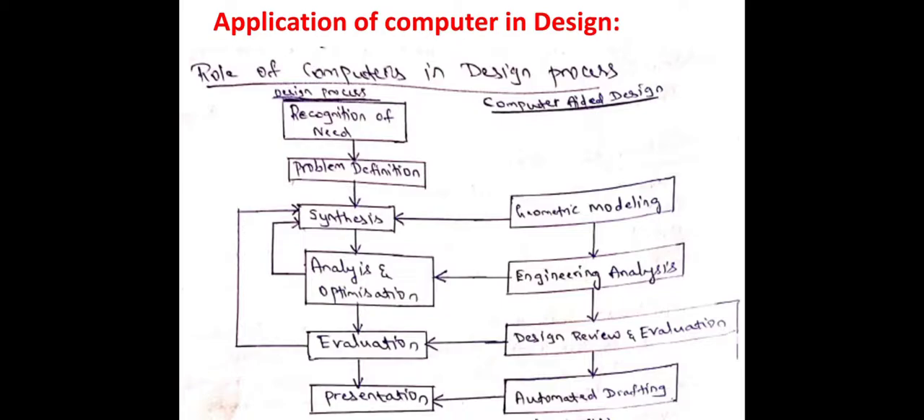So, application of computer in design. If you see these two steps, recognition of need and problem definition, here the computer doesn't play any important role. The application of computer comes in these steps: synthesis, analysis and optimization, evaluation and presentation. For synthesis, the geometric modeling is prepared using the computer, and whatever analysis and optimization is done, it is done through the software available in the market.